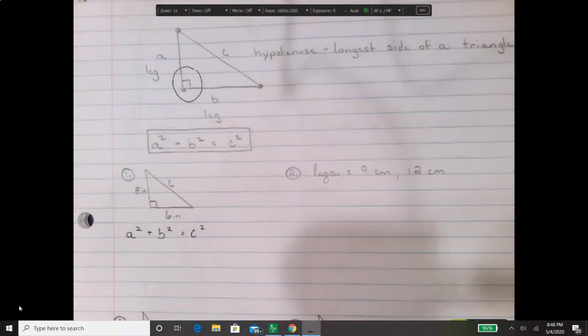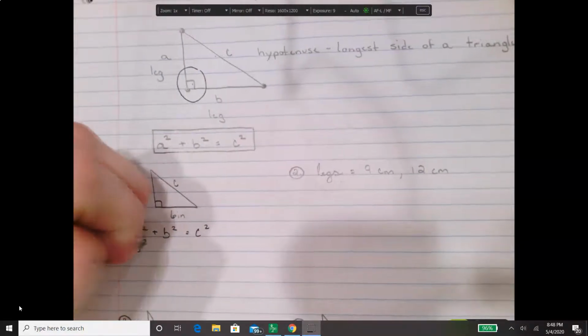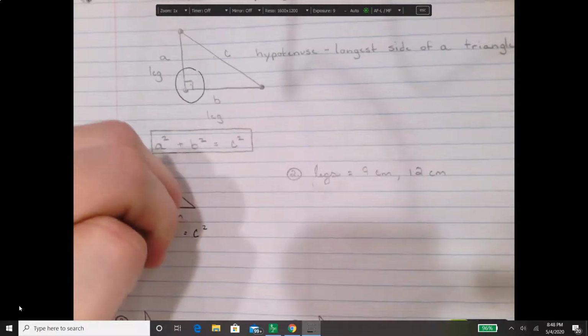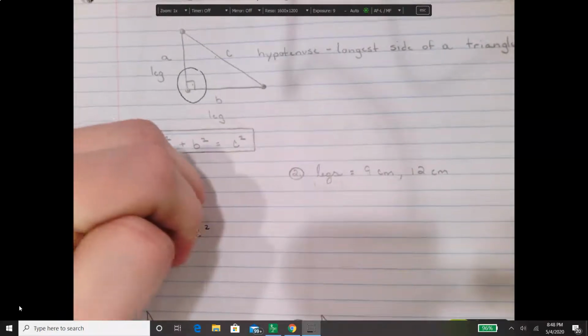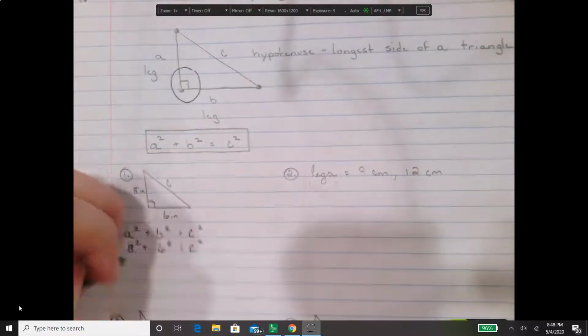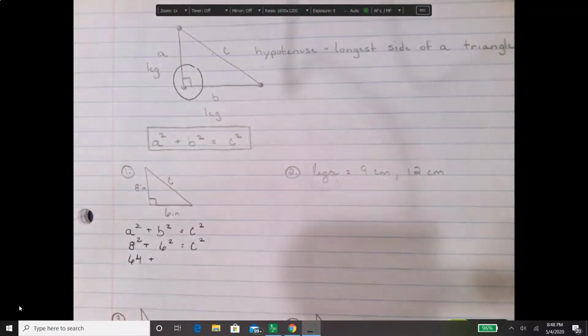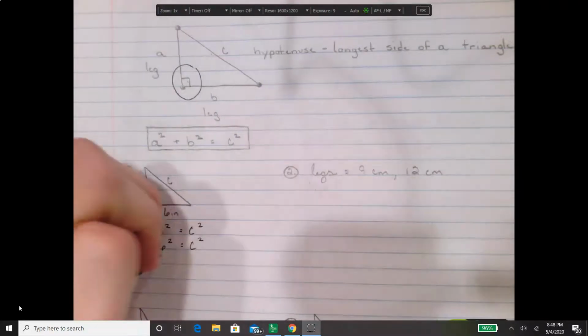I'm going to label 8 as A. So I'm going to have 8 squared plus 6 squared equals c squared. I'm not sure what c is because I'm not given c, and that's the whole point of this problem. Now I'm going to solve. 8 squared, every one of you should know, is 64, plus 6 squared, which is 36.